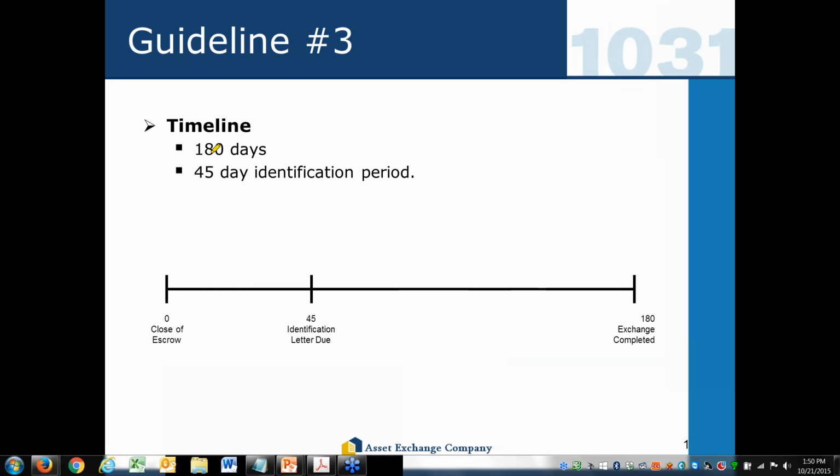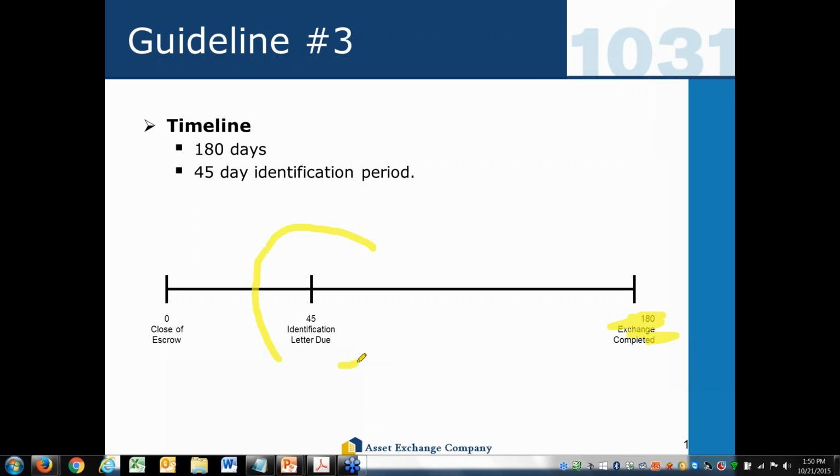The government says that you have 180 days to complete your exchange. Your time frame starts the day you close escrow, and you need to go out and purchase replacement property on or before day 180. So you have 6 months, 180 days to purchase your replacement property. Plenty of time. The problem with the 1031 exchange, ladies and gentlemen, is generally not the 180-day requirement.